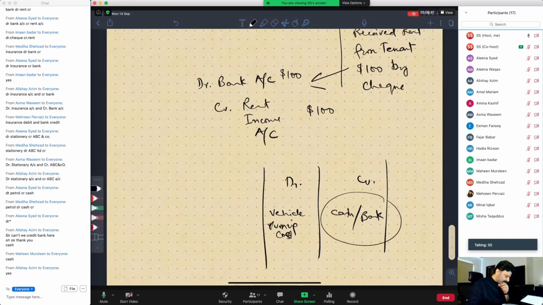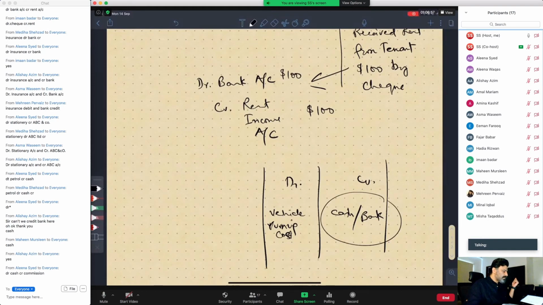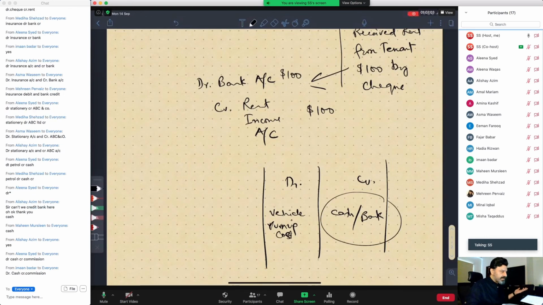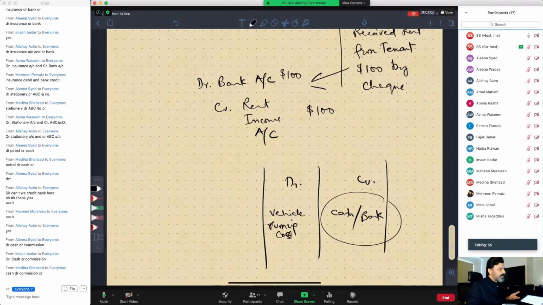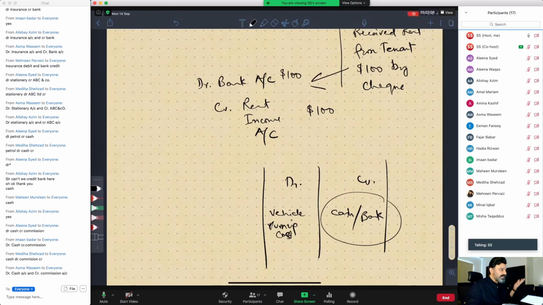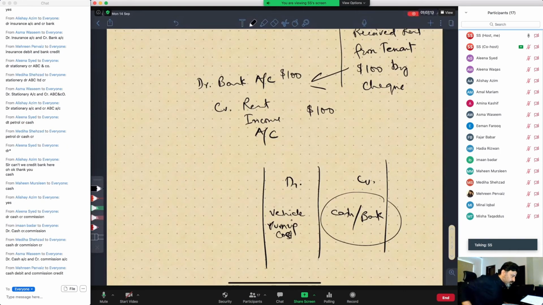Okay. So the last one is received commission in cash. Received commission in cash. So what should be the answer here? Debit cash, credit commission, Alina Sayed. Very good. Cash account debit hoga, our asset is increasing. And commission account is going to be credited because our income is increasing, and increase in the income is causing your obligation of profit to increase towards your owner.